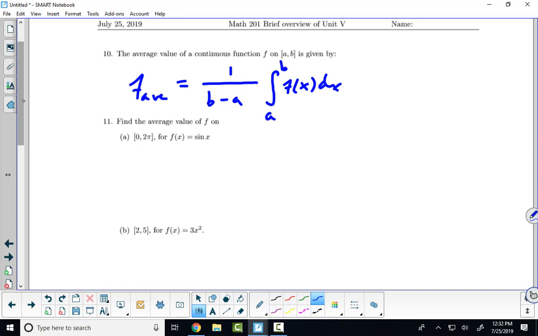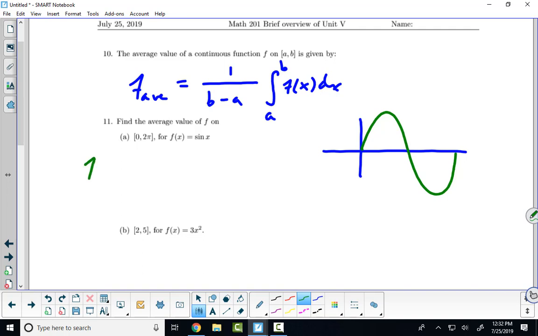Okay? So let's look at our sine curve. Our sine curve on the interval from 0 to 2 pi looks like this. What should be its average height? Sometimes it's above the x-axis, sometimes it's below the x-axis. In fact, it's perfectly balanced. The average height should be 0, and we'll see that.